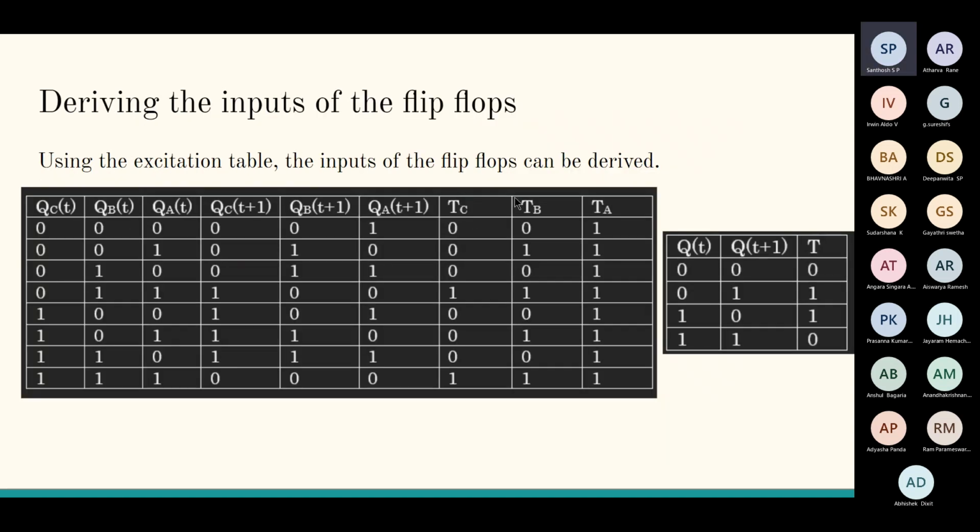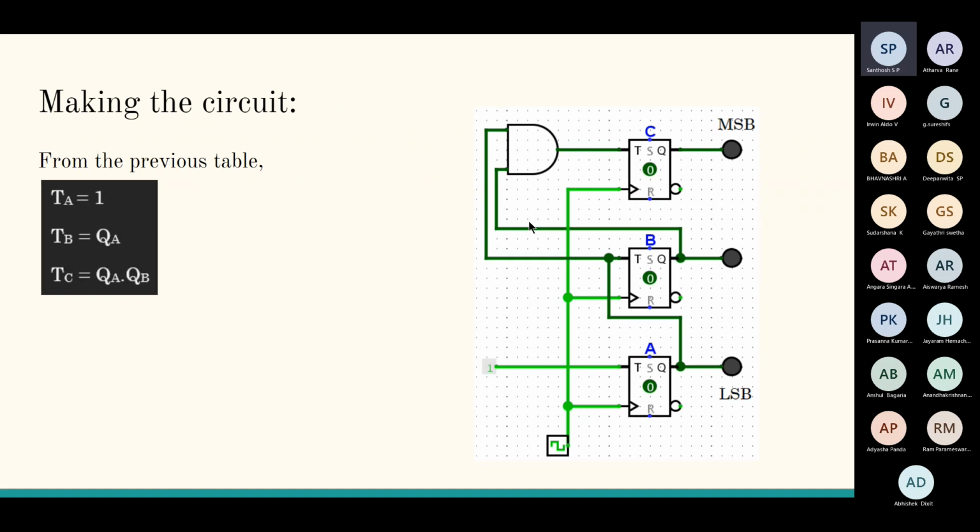Now, if you see the column for TB, you can see 0, 1, 0, 1, 0, 1, 0, 1 in this pattern. If you look a bit more carefully, this column is the same as the present state of QA. We see the same entries 0, 1, 0, 1, 0, 1, 0, 1. So we can directly see that TB equals QA because both columns have exactly the same entries. By seeing this directly, we can reduce it.